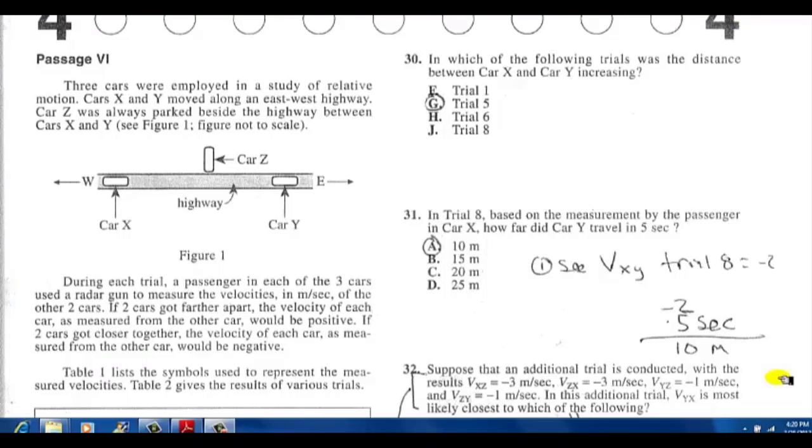Test 70A, science practice problem number 30. Number 30 reads, in which of the following trials was the distance between car X and car Y increasing? Let's go ahead. We're going to have to look around a little bit here. Here is figure 1. Let's get a bird's eye view of what's happening. Here is car X and here is car Y. We want this distance between the two to increase.